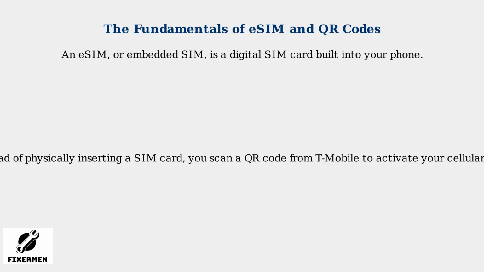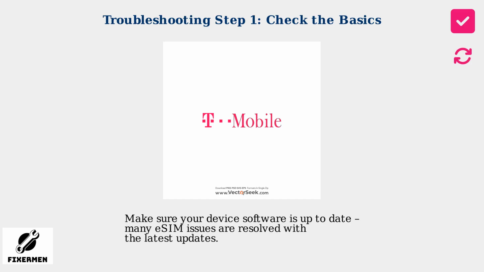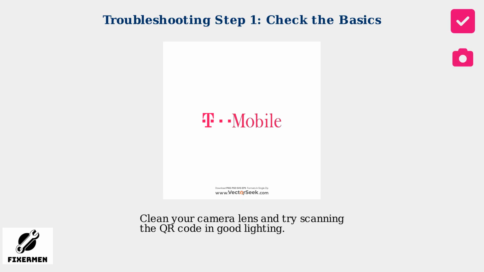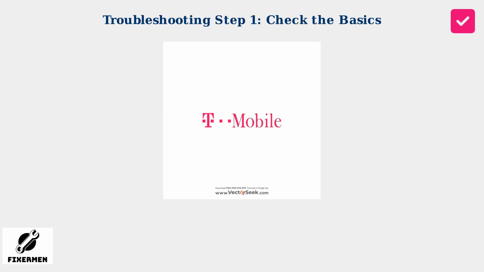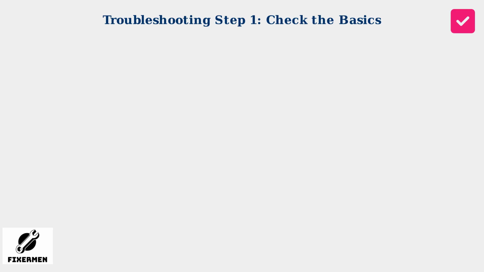To use eSIM, ensure your phone is on T-Mobile's eSIM-compatible device list. First, ensure your phone is compatible with T-Mobile's eSIM service. Make sure your device software is up to date. Many eSIM issues are resolved with the latest updates. Clean your camera lens and try scanning the QR code in good lighting. Verify you are using the latest T-Mobile app, v8.2.1 or later, for AI-powered QR code recognition.